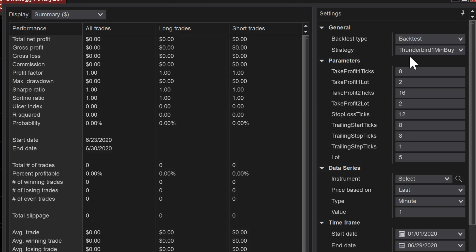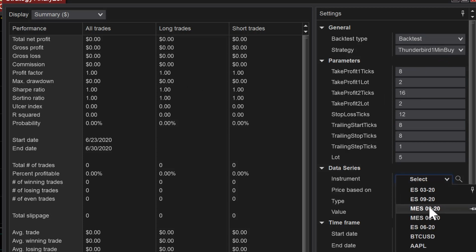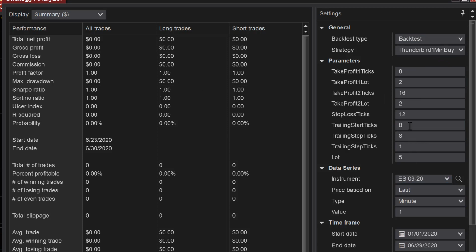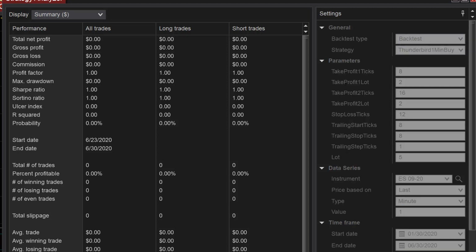And so here we go, 1 minute buy. It's a backtest. The instrument will trade, we'll keep it on the ES right now. So it's trading that 1 minute divergence. I'm not going to go back far. I just want to look at today and yesterday. Let's take a look at today's market, the 30th, at normal market hours. I'll just run it there and we'll see what comes out of this.